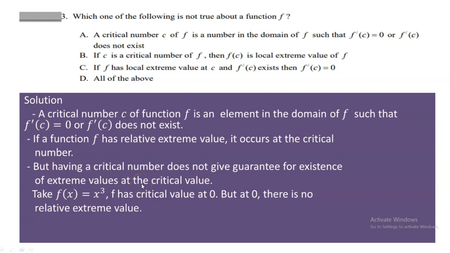Right? So the answer for this is going to be B, because B is false. But if you see the others, you see the first one, the definition basically, and when you come to the third one, look, the third one is again the reason why we are talking about the critical number. If f has local extreme value, it occurs at the critical number.